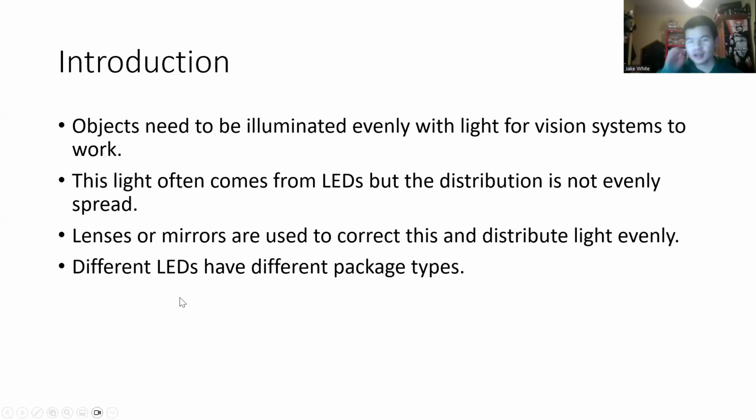So to get started, objects need to be illuminated evenly with light for vision systems to work. If an object is poorly lit, then the camera can't identify any problems with it, and it won't work properly. If an object is too brightly lit, then the camera is saturated, and the object won't be able to identify any differences to classify the object properly.